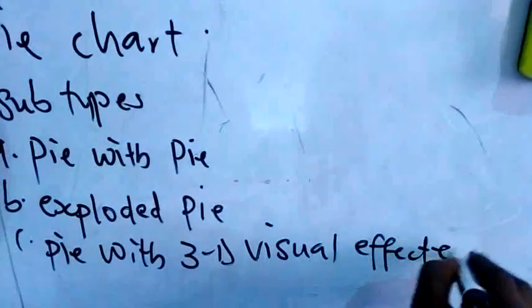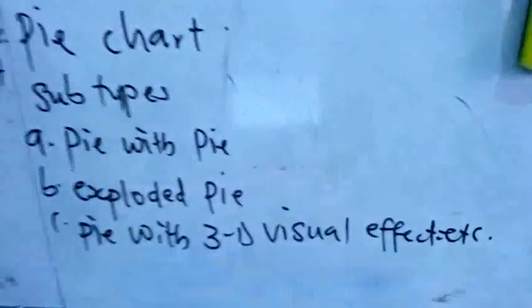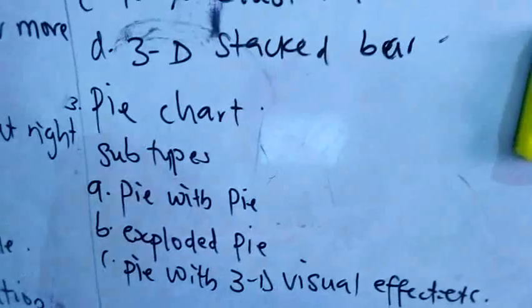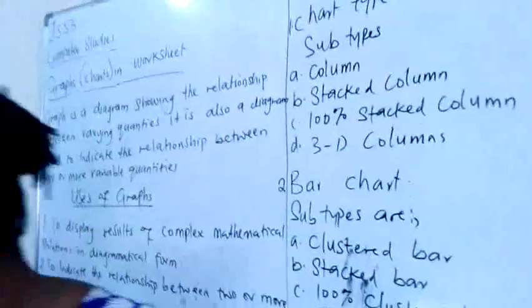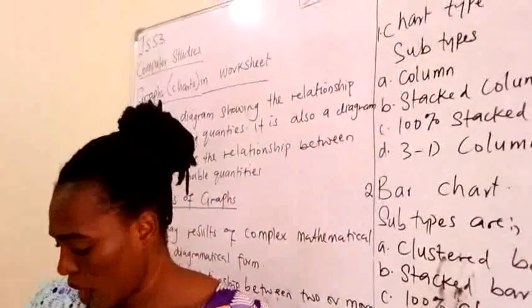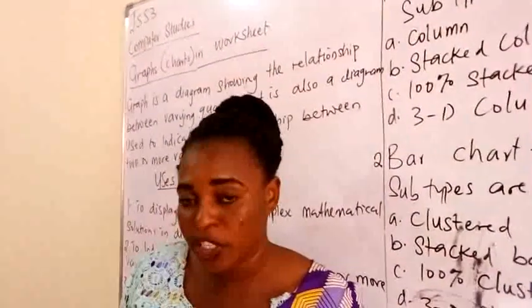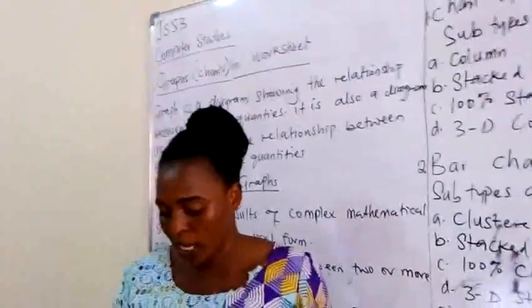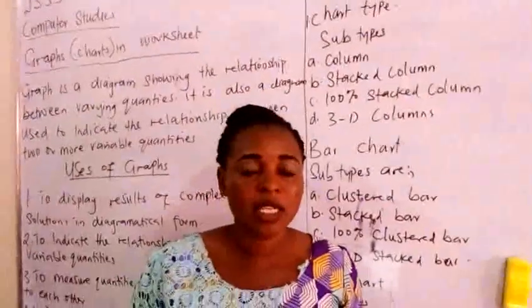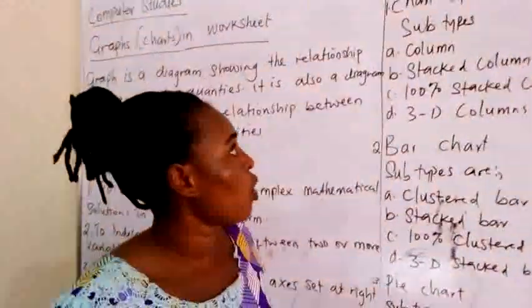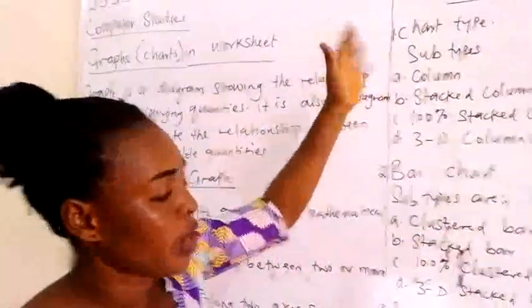There are lots of other ones under that subtype. We are going to be looking at basically this. We have more other charts like the line graphs, the scatter chart, the area chart, the donut chart, the surface chart, and the radar charts. These are all examples of types of graphs.